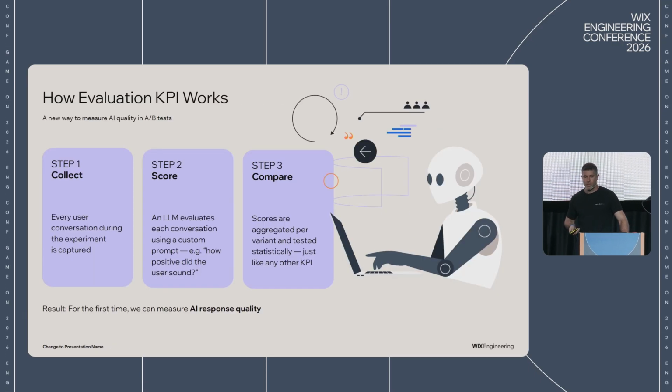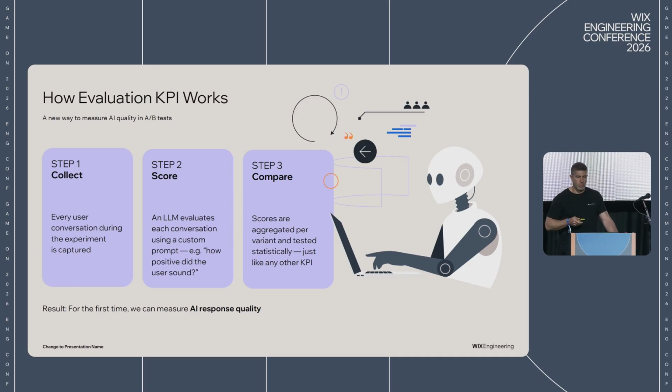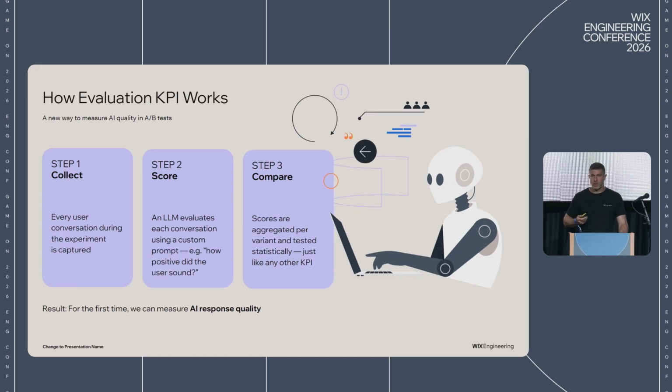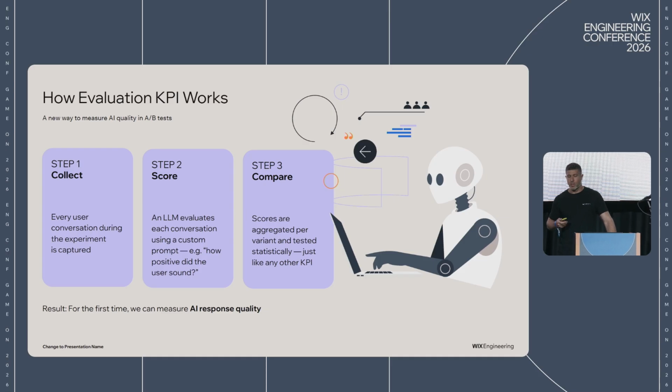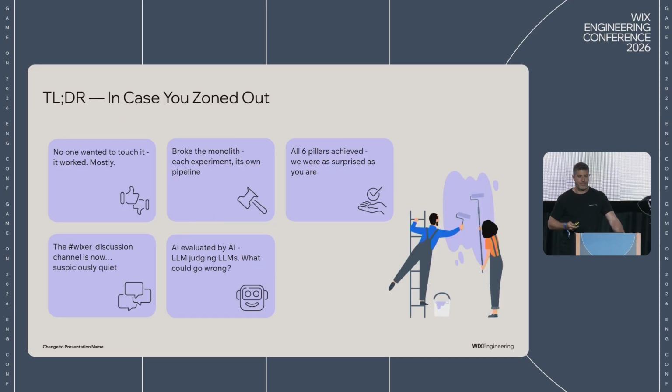So how does it work? The KPI works by sending each user conversation to an LLM, which scores it based on a prompt we define. For example, how positive or frustrated did the user sound by the end of the conversation? That score becomes the metric we compare across experiment variants, and for each metric we match the most relevant statistical test. So for the first time, we can run an A/B test and see not just who clicked more, but whose AI responses were actually better.